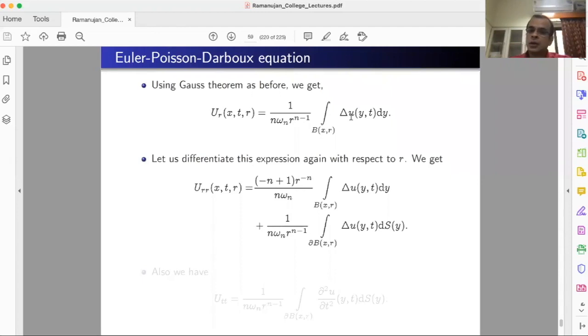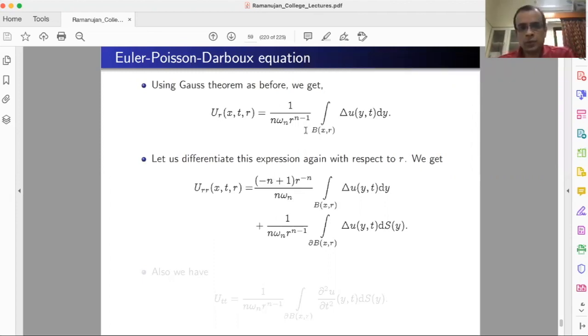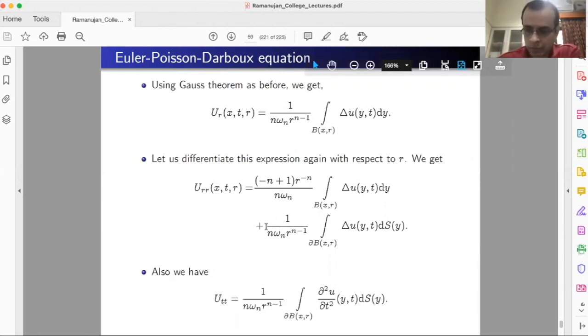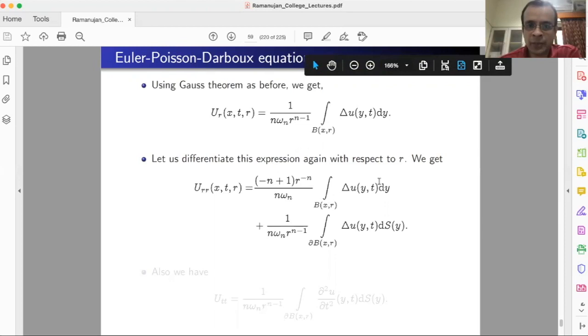Now let's also differentiate this quantity again with respect to r. When I differentiate again with respect to r, I get u r r of x comma t comma r. I use the product rule over here: I differentiate this quantity times this quantity, plus the derivative of this quantity times this quantity. What you observe is the following. I have this 1 over n omega n r to the n minus 1, and when I differentiate it I get exactly this, times the integral over B of x comma r of Laplace u of y comma t dy.